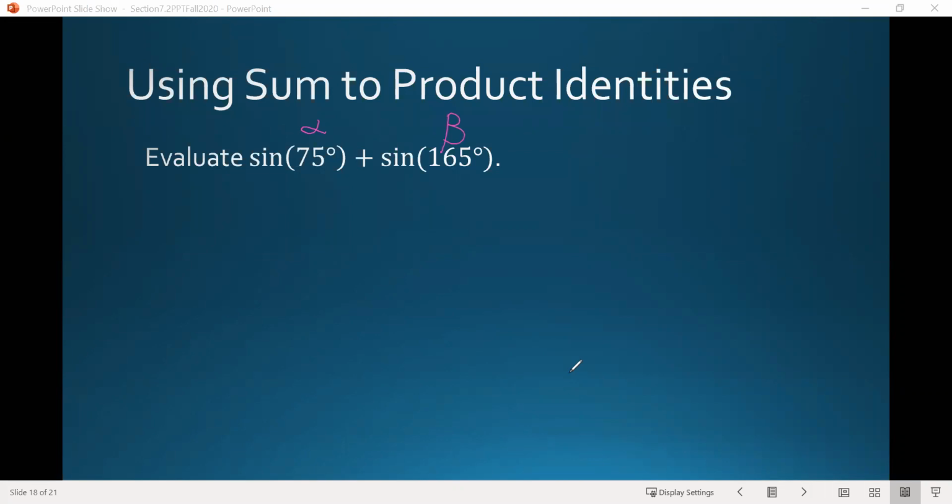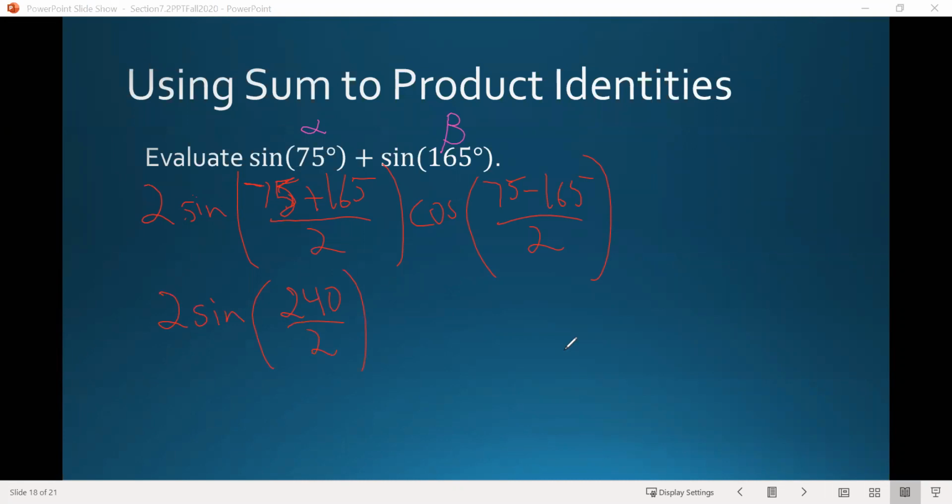And our identities tell us we can rewrite this as 2 times the sine of alpha plus beta divided by 2, so 75 plus 165 divided by 2, times the cosine of alpha minus beta divided by 2, so 75 minus 165 divided by 2. Go ahead and simplify. Sorry, this should be a 75. So 2 times the sine of 75 plus 165, that'd be 240 over 2, times the cosine of 75 minus 165, which is negative 90 over 2. And then we continue on from there. 2 times the sine of 240 divided by 2 is 120, times the cosine of negative 90 divided by 2 is negative 45. And those are degrees.